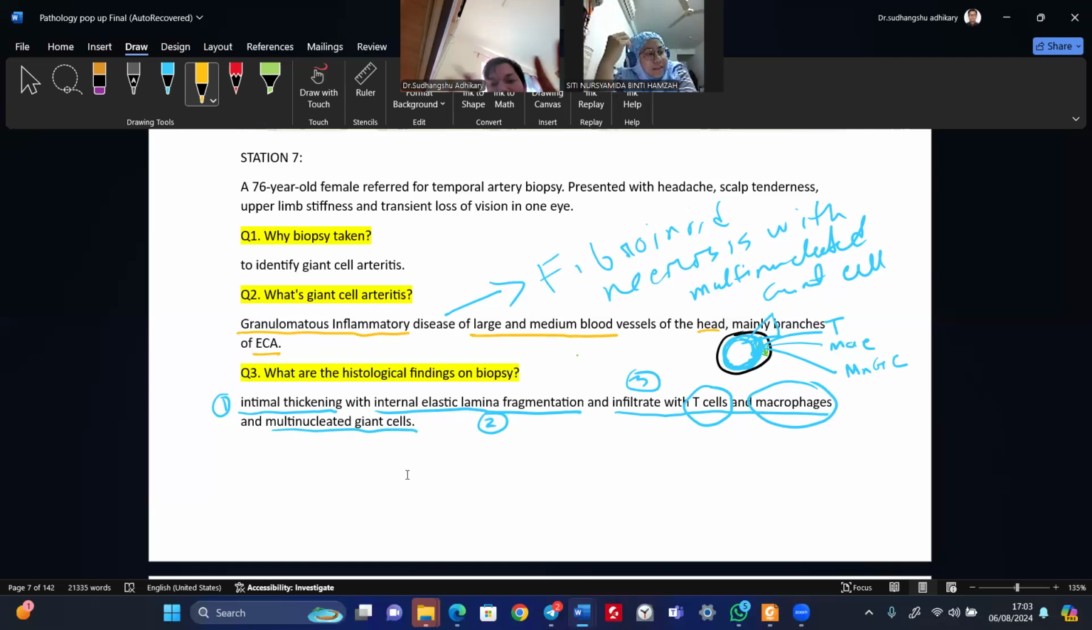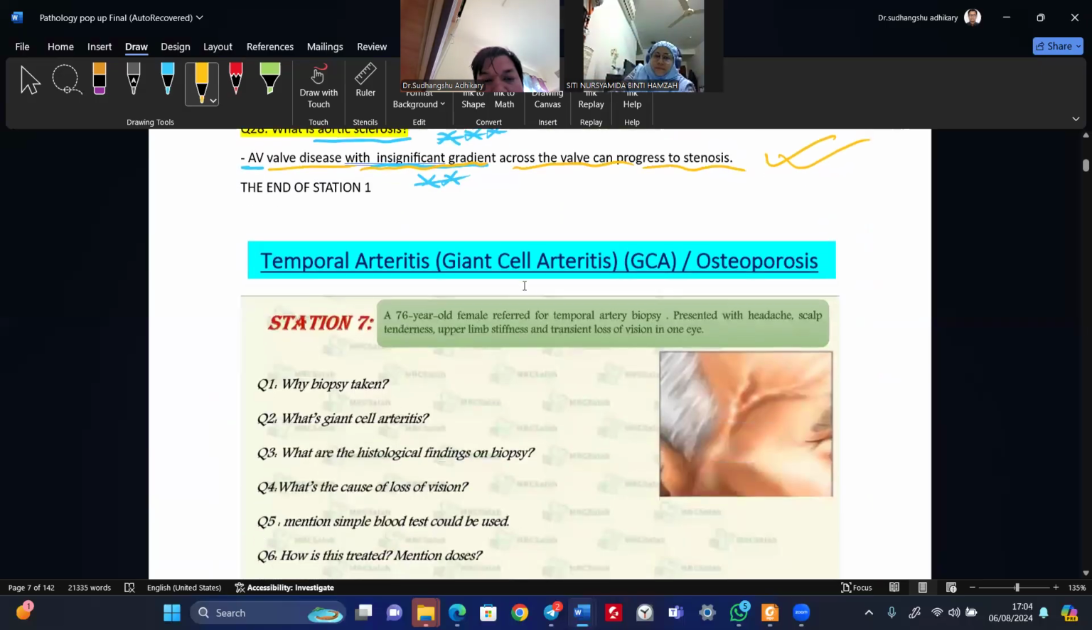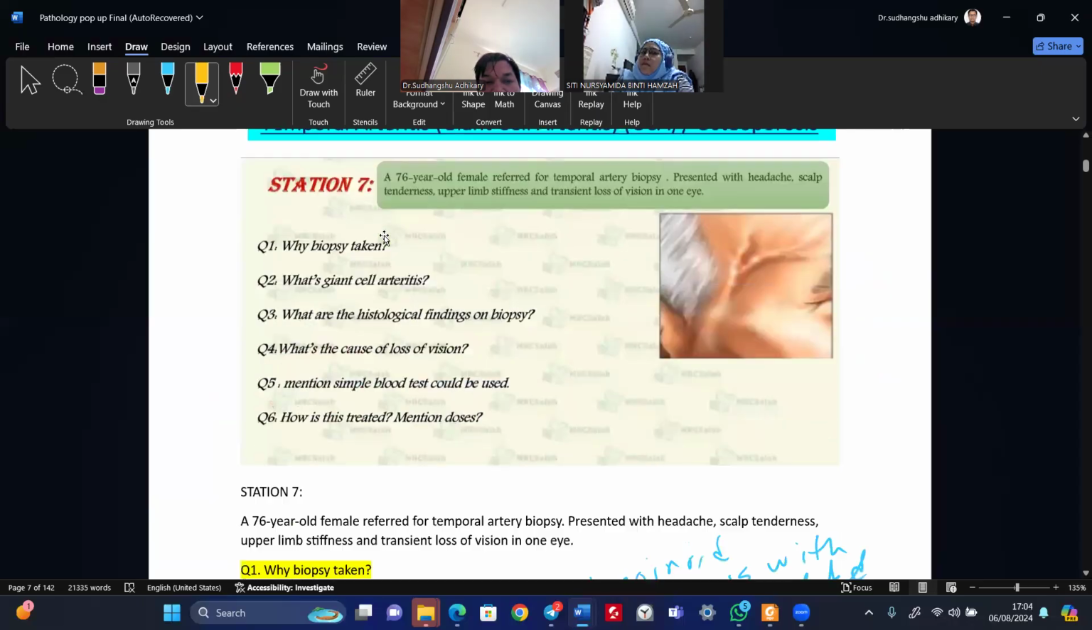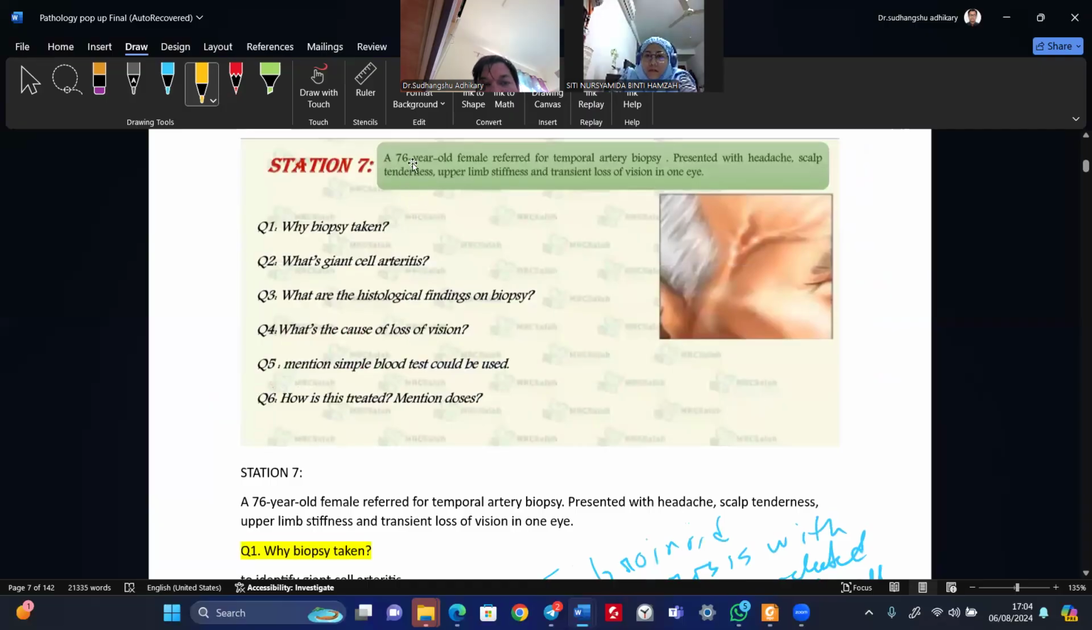Intima thickening. See, it is very simple. We are reading what? Remember, now we know the topic. That is why the system is also written in the upper side. But in the STEM, I think only they will give this information. A 76-year-old female referred for temporal artery biopsy. Okay, this is our clue. If we get temporal artery biopsy, then this is our diagnosis, temporal arteritis.